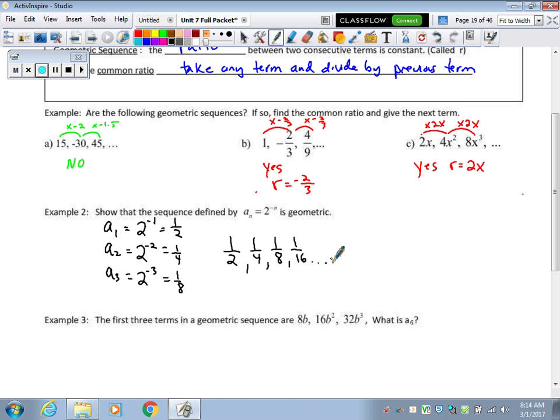And so to show that it's geometric, you have to show that the ratio here is the same as the ratio here. So you can show that by doing 1/4 divided by 1/2 is equal to 1/2, and 1/8 divided by 1/4 is also equal to 1/2. So ratio stays the same, which means geometric.